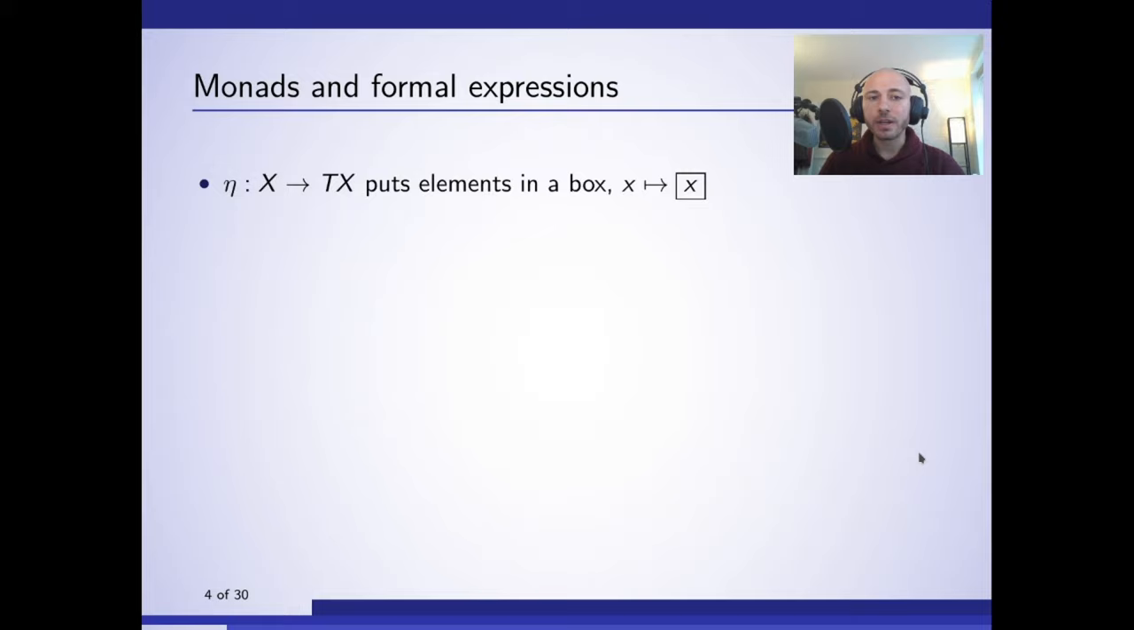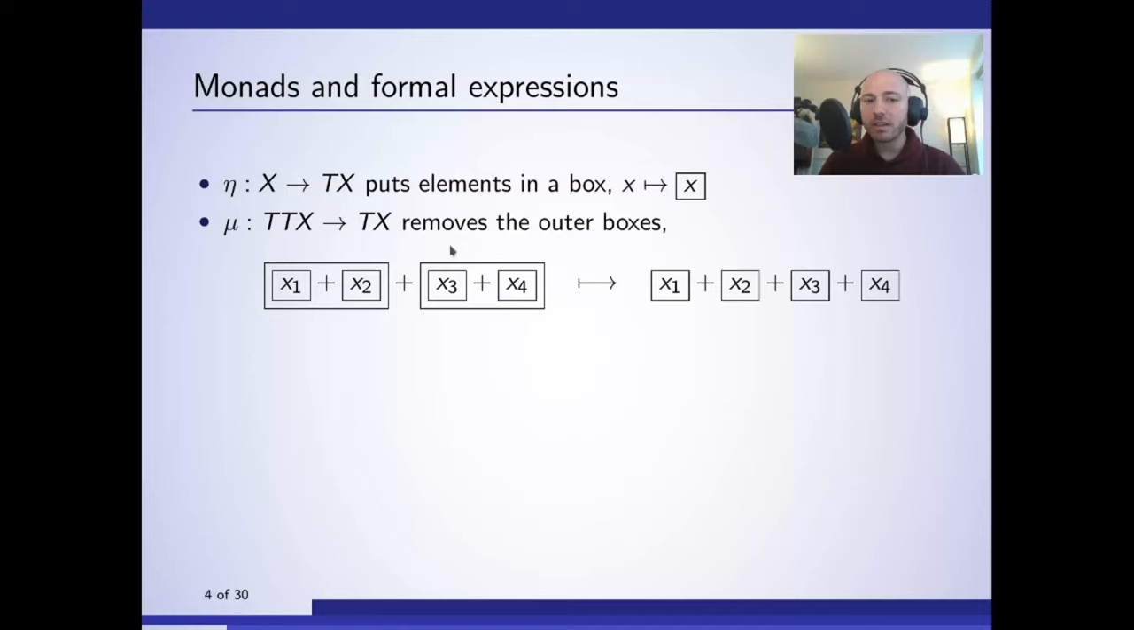All right. So, what does the unit do? The unit takes an element of X and puts it in TX. How? Well, it just puts a box around it. And the multiplication removes the outer boxes. So you see here we have boxes of boxes, here we just have boxes, and we're removing the outer ones. If you're in computer science, imagine it's flattening the array. We could have a list of lists, and we just concatenate, or flatten. All right? So that's what the multiplication does.